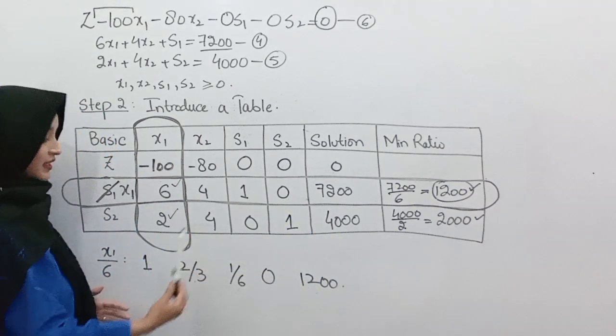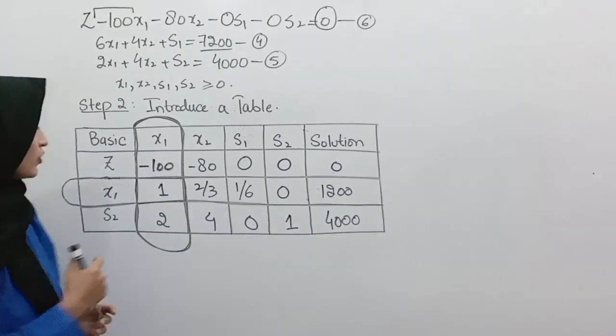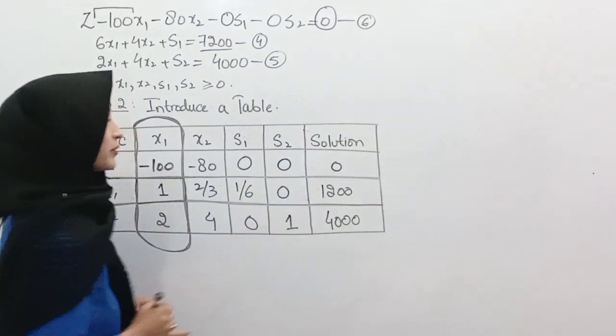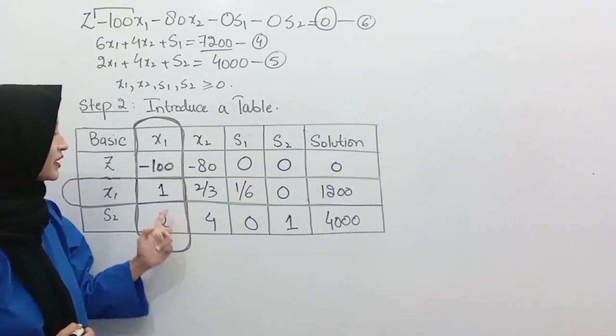Do not apply this operation on the minimum ratio. Now write a new table with the new entries of x1 you get. You don't have to write the minimum ratio column here. Apply the row operations to make all other entries of this column 0 except this.